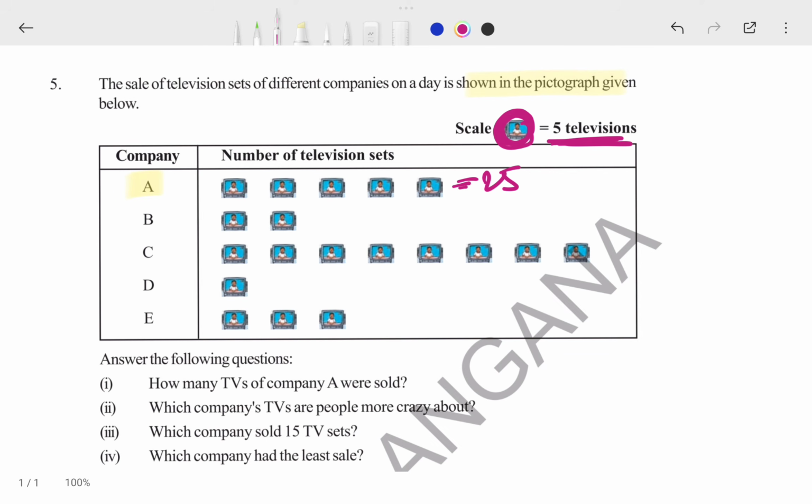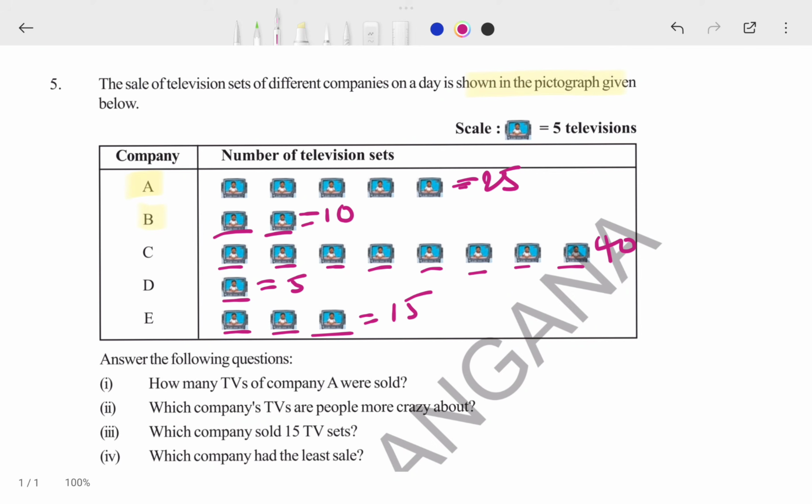Okay, now option B has how many televisions? Let's count. 5 televisions it has, 5 more. It means 10 televisions it has. This 5, 10, 15, 20, 25, 30, 35, 40. So it has 40 televisions. How many does this one have? It has 5, 10, 15. So it has only 15 televisions. Why? Because it's already telling here that this one picture represents 15 televisions, which we already did previously also. Okay, is it clear to you or not?